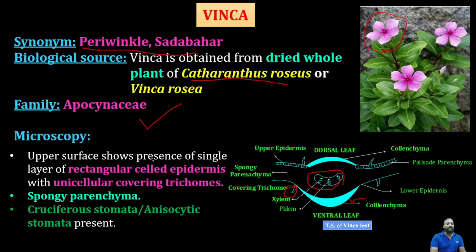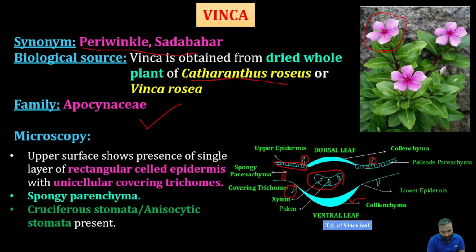Upper epidermis shows the presence of a single layer of rectangular celled epidermis. You can see the rectangular cell epidermis here, with the unicellular covering trichome. You can see the covering trichome here. These are unicellular, only a single cell grown as a covering trichome, and it consists of spongy parenchyma.